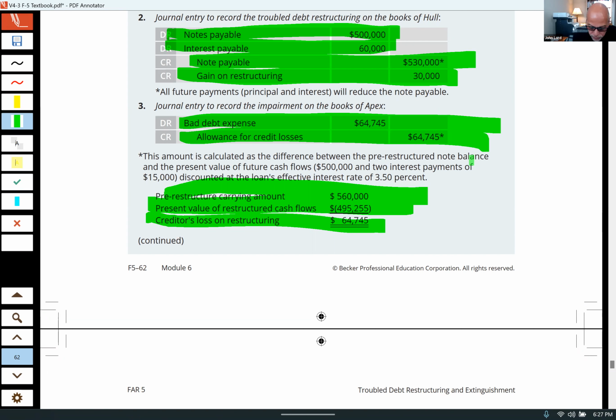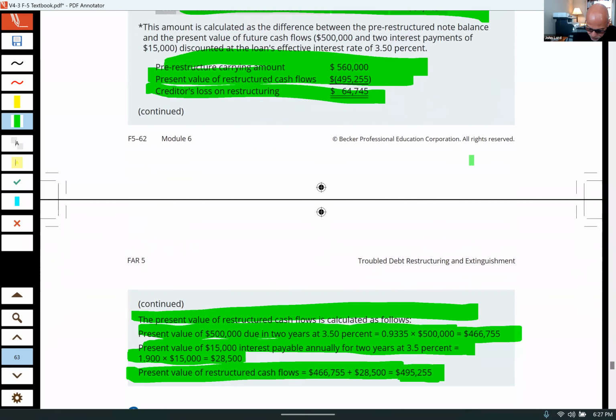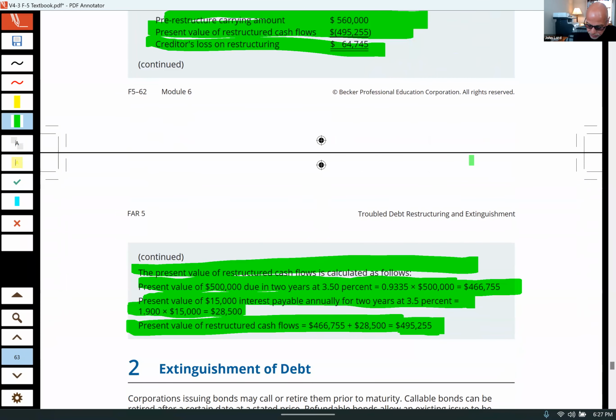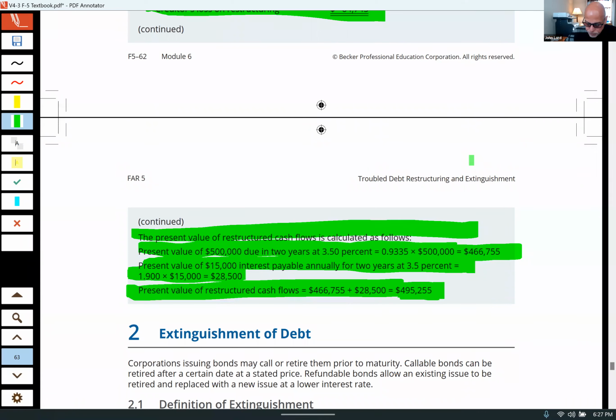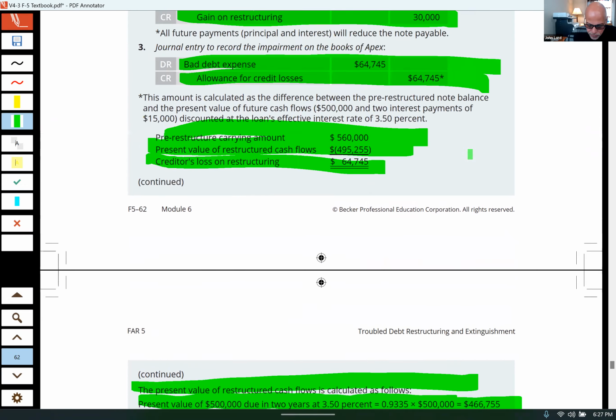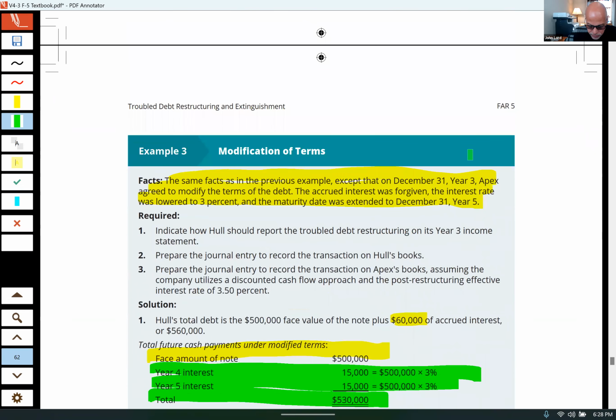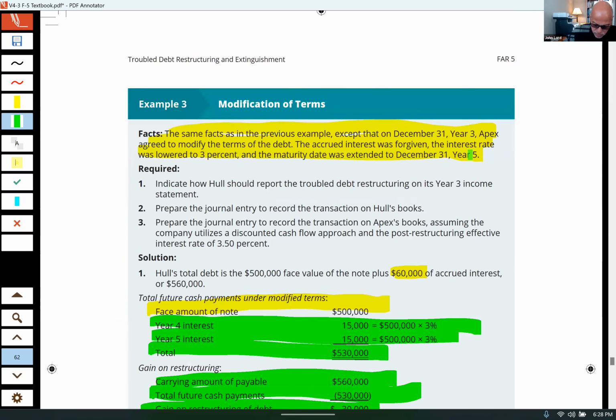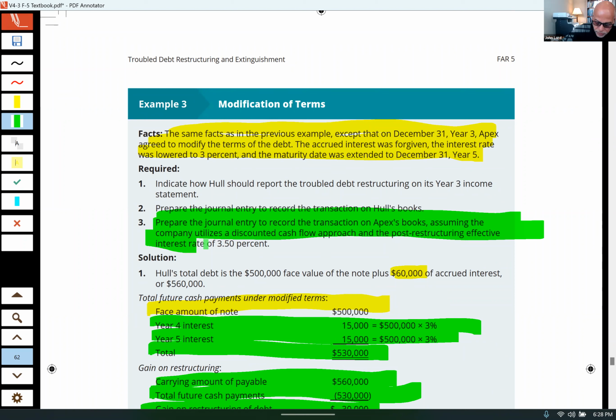Now, the important thing here was that they used this 3.5% to come up with the present value of the cash flow. So they used that 3.5%. Where did they get 3.5%? I thought they said they lowered it to 3%. Assuming, here we go. Assuming the company utilizes discount cash flow approach and post restructuring effective interest rate of 3.5%. So the rate that we had to pick up there was 3.5.